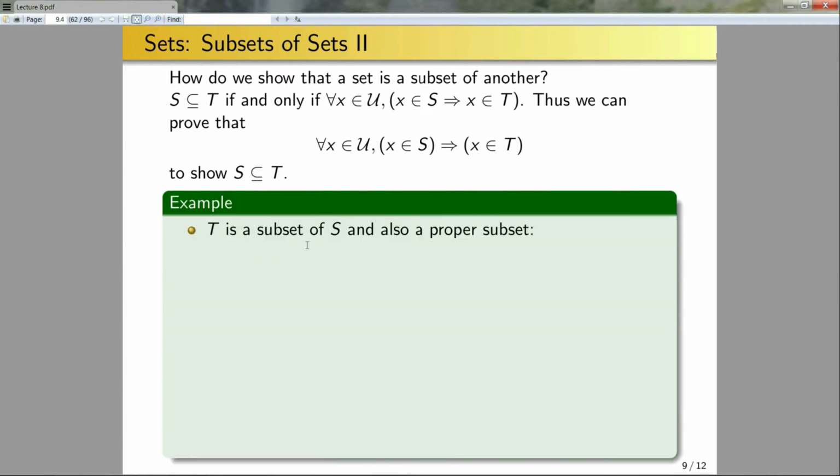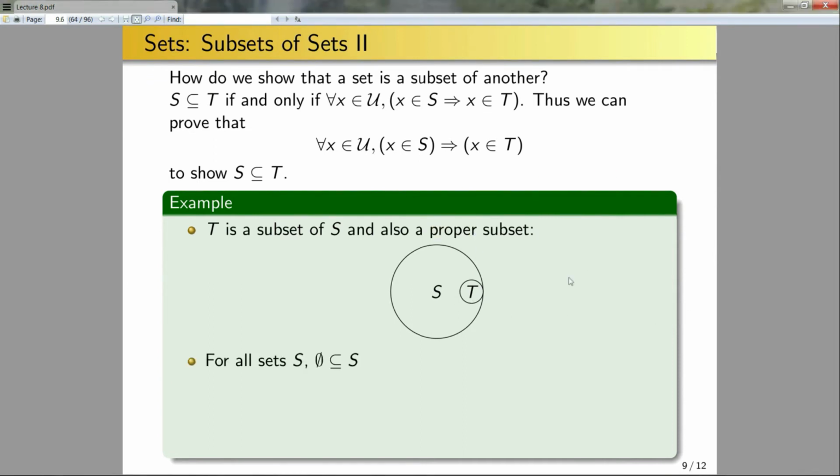T is a subset of S and also a proper subset. So what would this look like via Venn diagrams? Pause the video for a second to see what you think it would look like. Okay, so in this case, I would have this big set S that contains elements out here, and this little subset here, T, that's entirely contained within S. And of course, if I threw away this proper subset, then T could be equal to S.